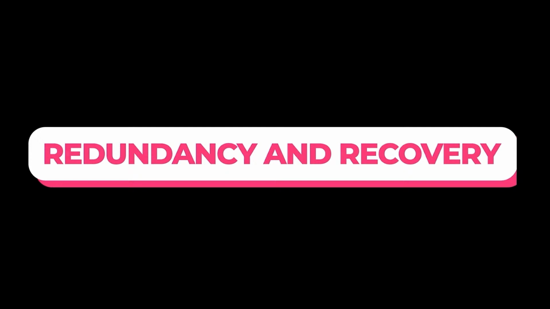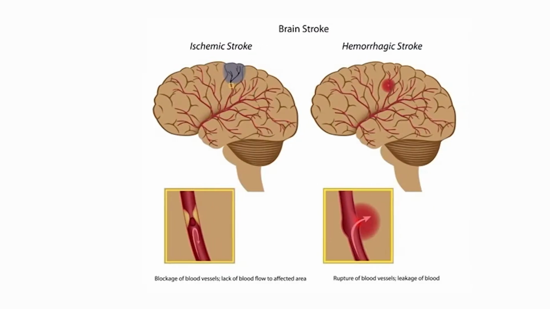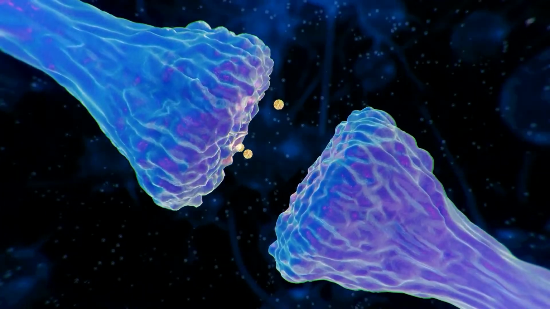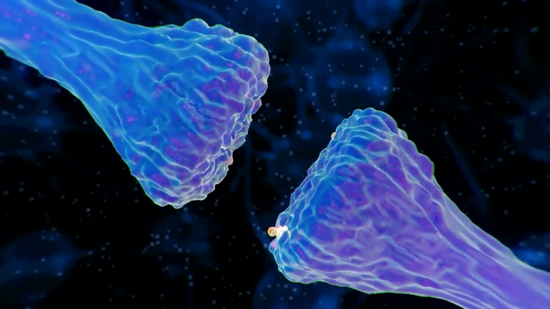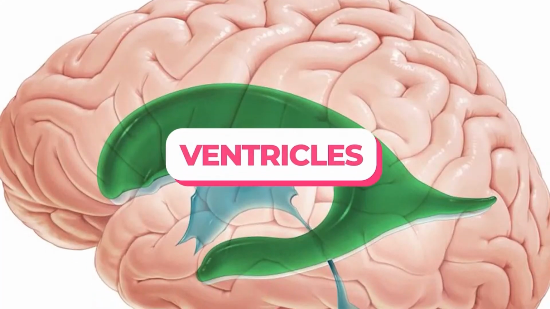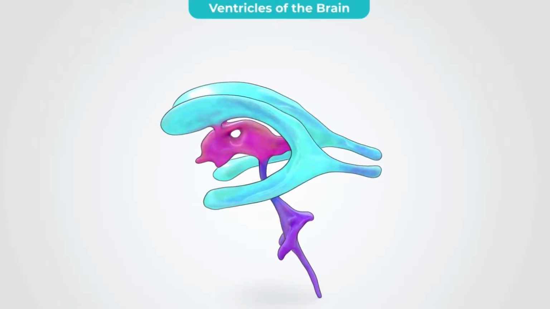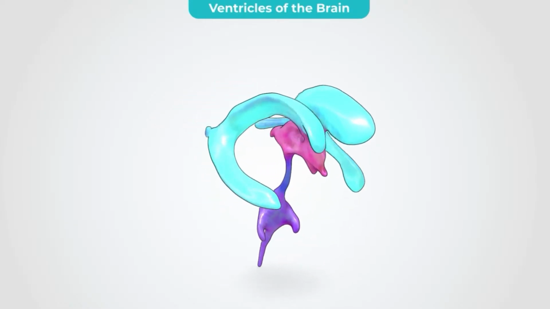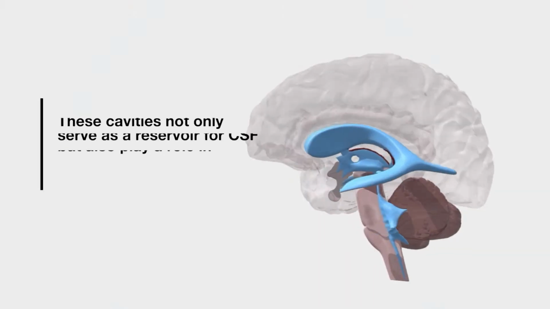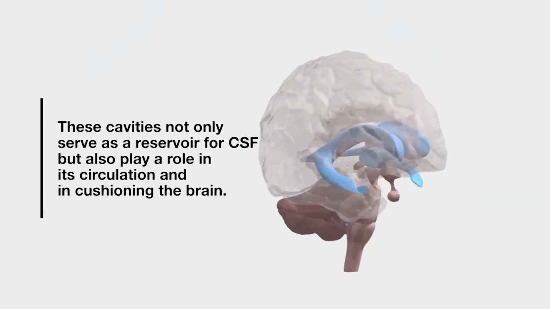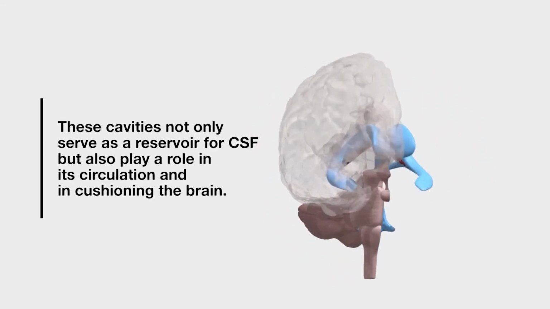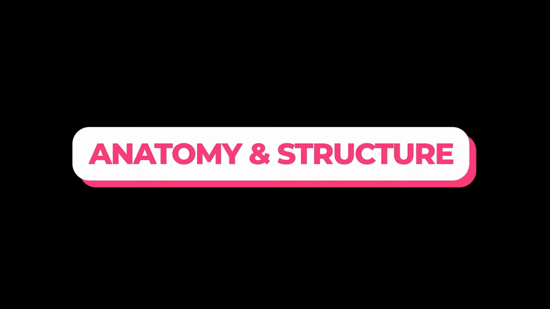Redundancy and recovery. In cases of cerebral damage, like a stroke, to one hemisphere, the corpus callosum may facilitate compensation by transferring functions to undamaged areas in the opposite hemisphere. Ventricles. The ventricles of the brain are a connected system of cavities filled with cerebrospinal fluid, CSF. These cavities not only serve as a reservoir for CSF but also play a role in its circulation and in cushioning the brain.